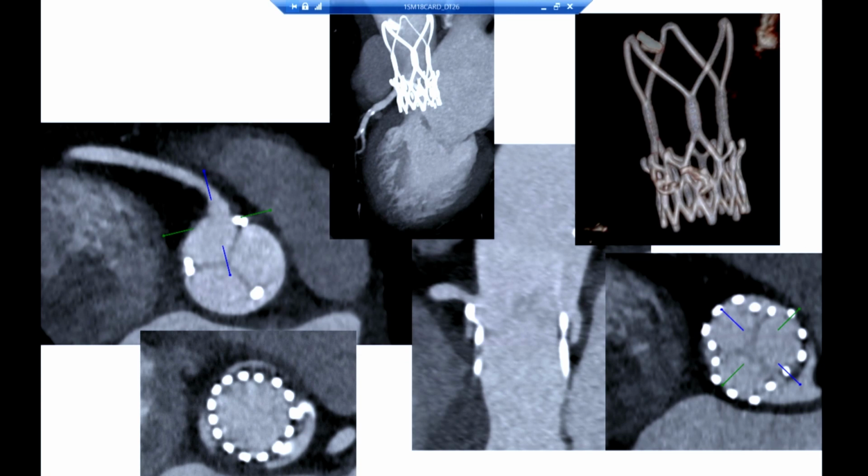Now we have so much detailed anatomical information. So I think, if we can come up with a protocol where we don't use as much contrast or radiation, serial follow-up with CT could answer a lot of the clinical questions we have.